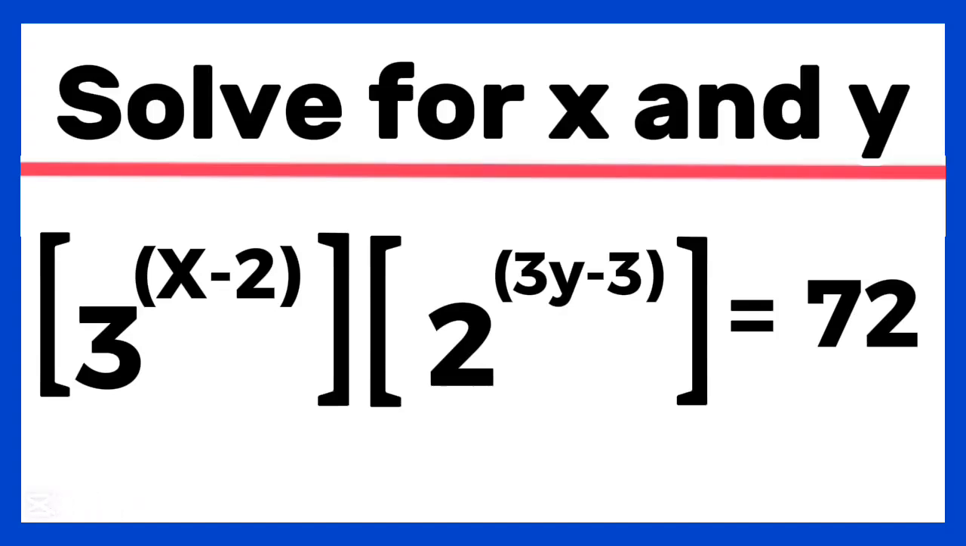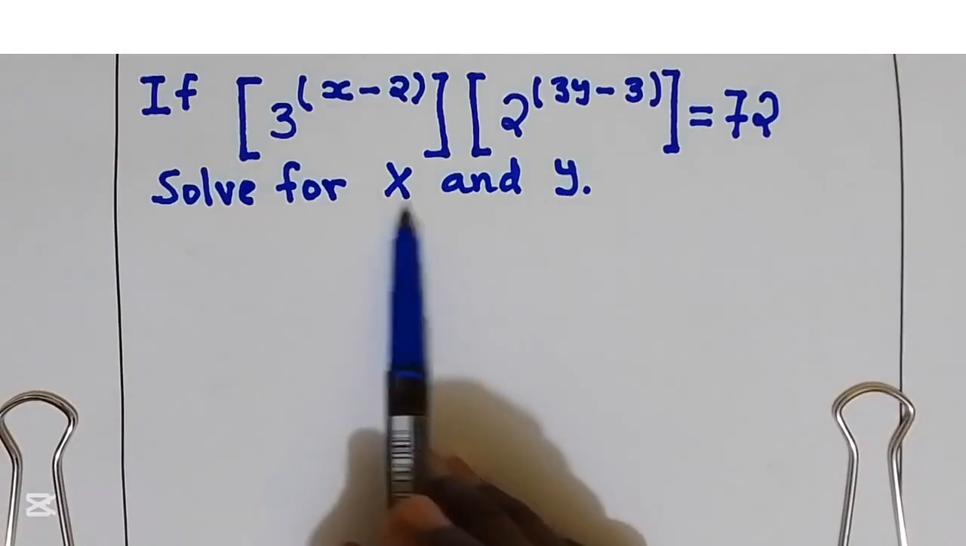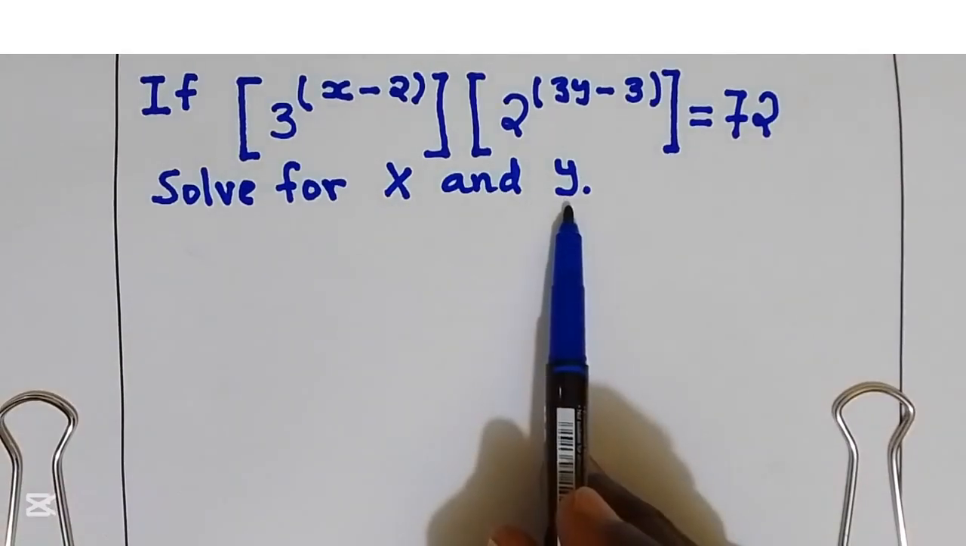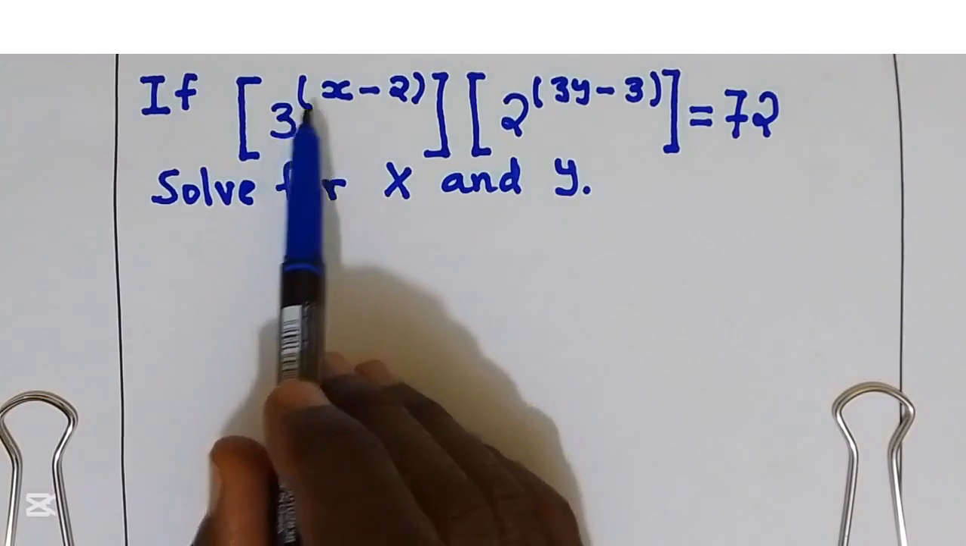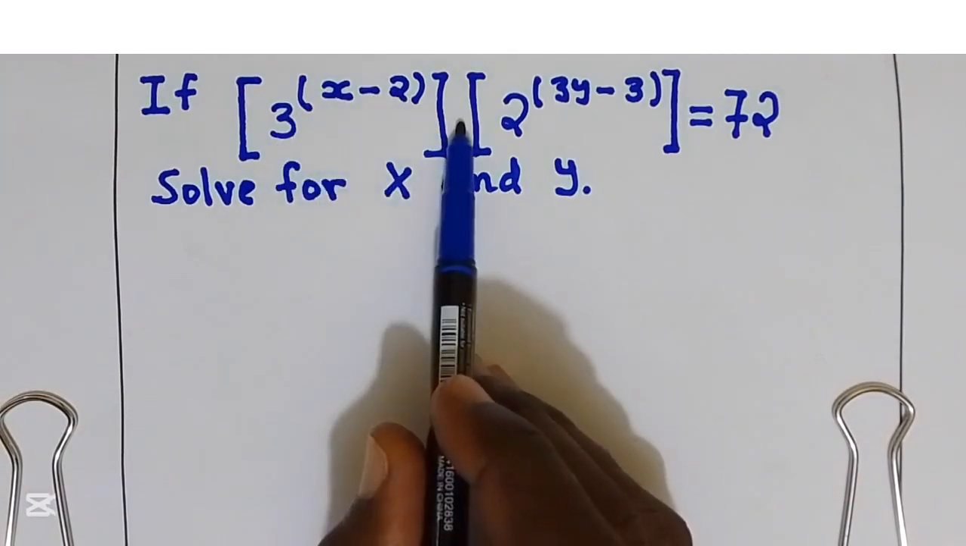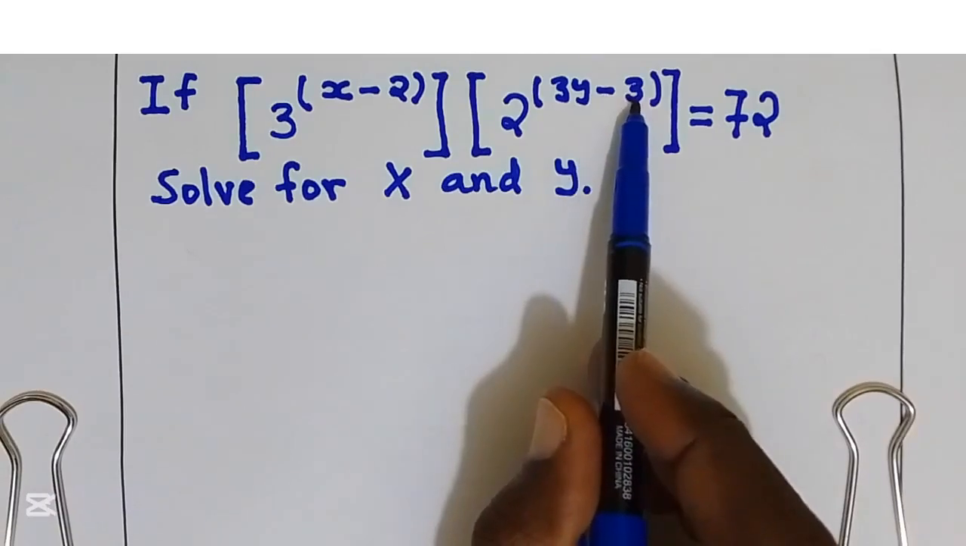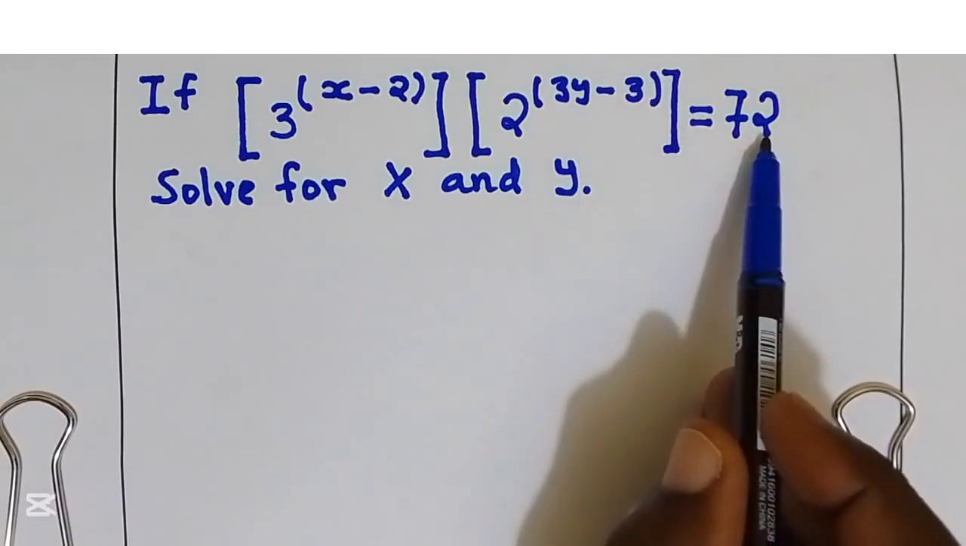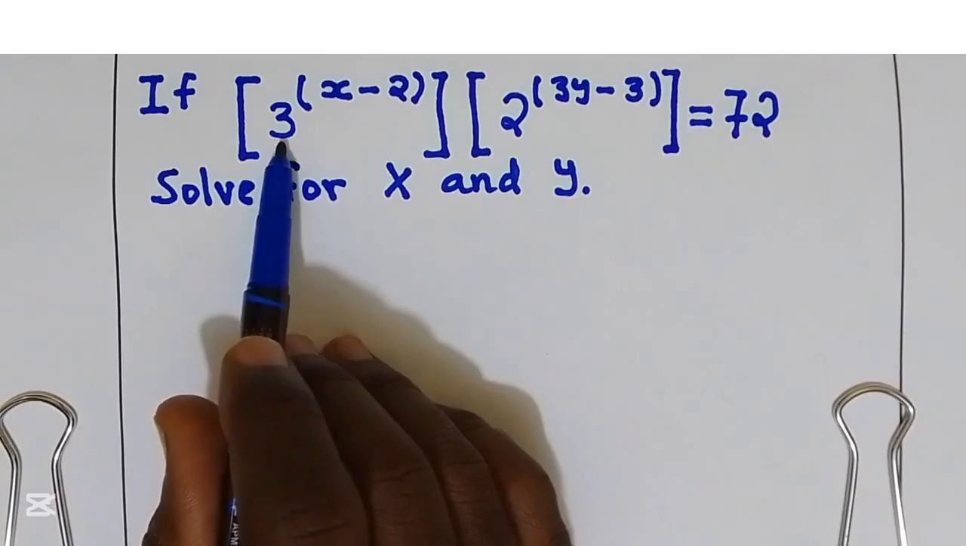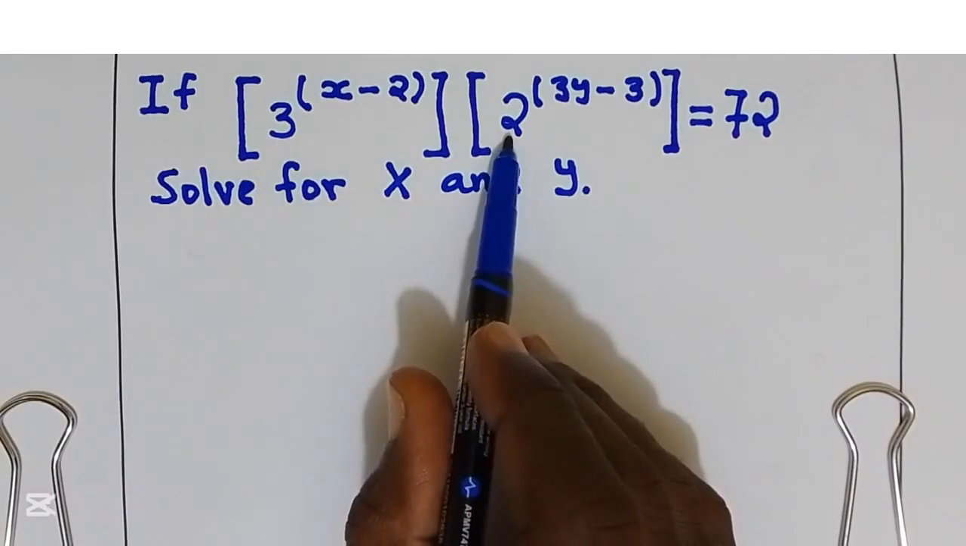We have an exponential equation here. We are going to solve it together. We need to solve for x and y. They have given to us 3 power x minus 2 multiplied by 2 power 3y minus 3 is equal to 72. Here we have the base of 3 and 2 on the left hand side.